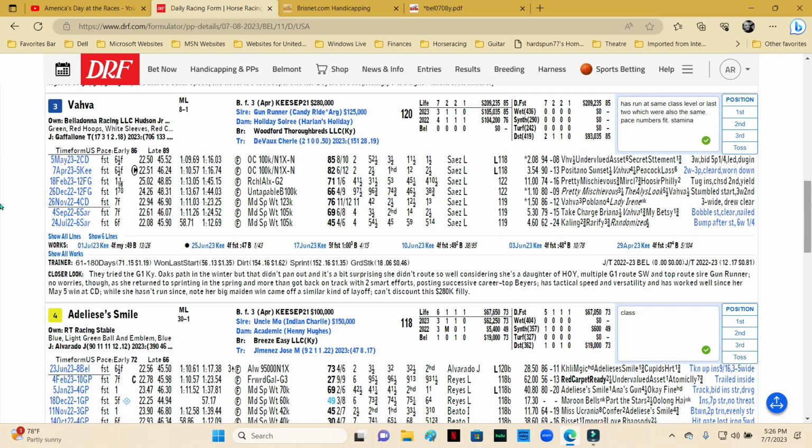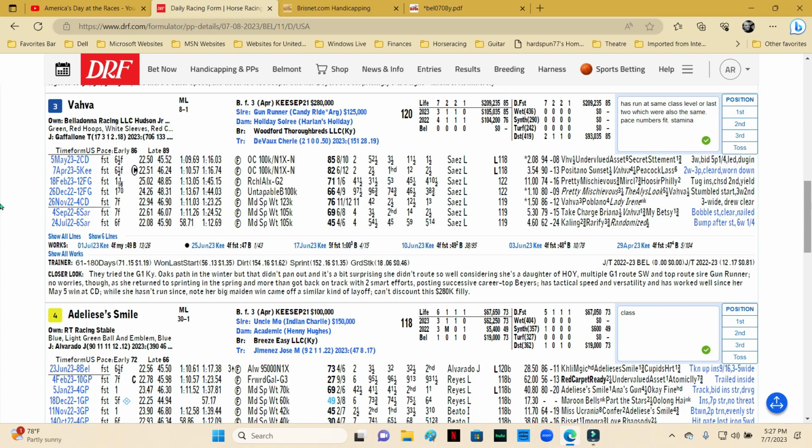Number three is Vava, trained by Cherie DeVaux, who just got a really nice win with More Than Looks in the Manila in an upset that we tipped out. This one is by Gun Runner. And they tried to stretch out in the Rachel Alexandra, and it just didn't work three back. So they've moved this one back to sprints, and it seems to have made the difference. The last two have been solid efforts at the optional 100 level, and now she has had a bit of a freshening, which shouldn't be a problem for Cherie.